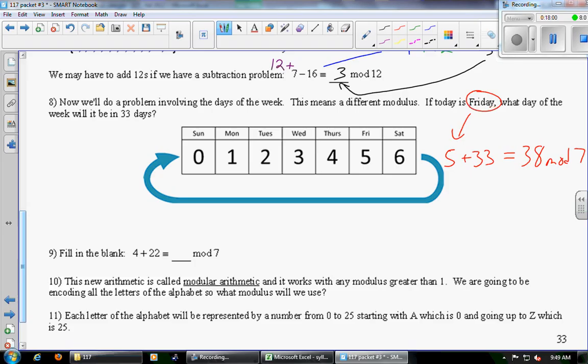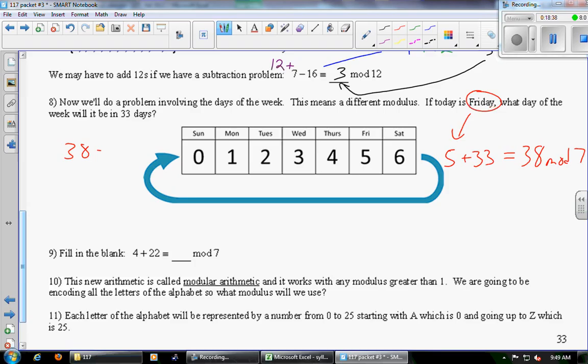The problem is 38 is not in my list. So what am I going to do to 38 to bring it down to size? We're going to subtract a bunch of how many's? A bunch of what's? 7's. We're not subtracting 12's here. There are only 7 choices up there. You're subtracting 7's in this problem. So really this is a mod 7 question. So go ahead and subtract 7's enough times to get the answer to live in this table. So how many 7's can we take away? Yeah, we take away 5 7's.